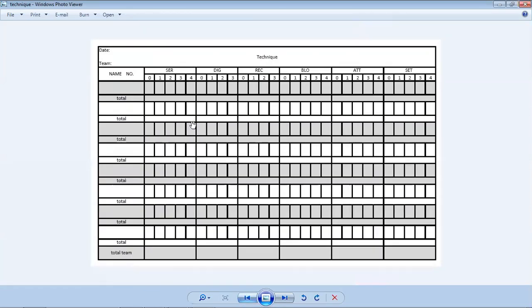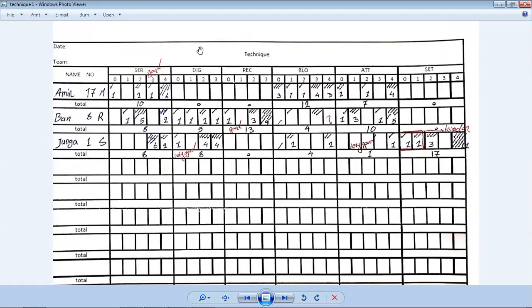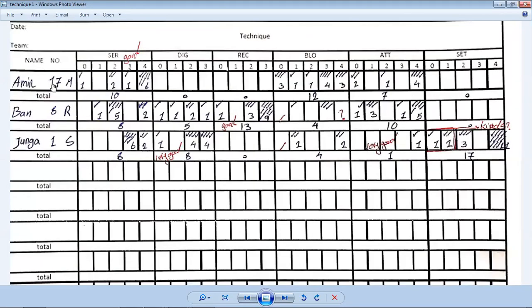The other is technique. Here again, we have 3 players, and we analyze their technique. For example, in training, they make services. Amin makes 10 services, 6 of them a point. 4 means it is a point, meaning plus plus. 0 means fault. And here we analyze with that form. 6 times he makes a point, 1 time a fault. This is very good for a server.